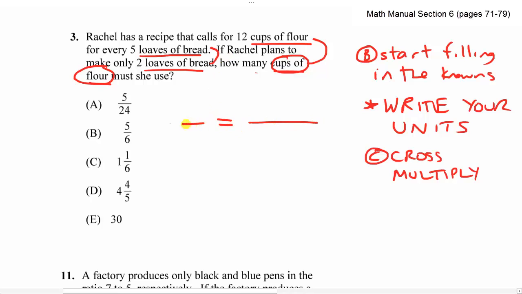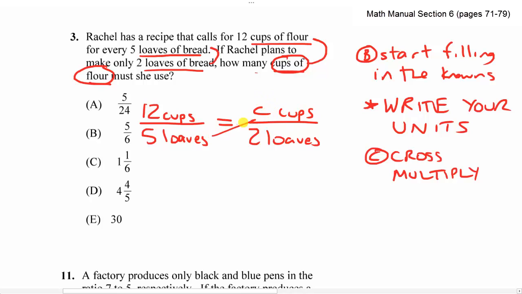I'm going to draw my 2 fraction bars and my equal sign between them. I'm going to start filling in my knowns. So I've got 12 cups. I'm not going to write flour since I only have flour here. 12 cups over 5 loaves. So notice I'm writing my units. And then I am only going to make 2 loaves, and I need to know how many cups. So I'm just going to write C cups.